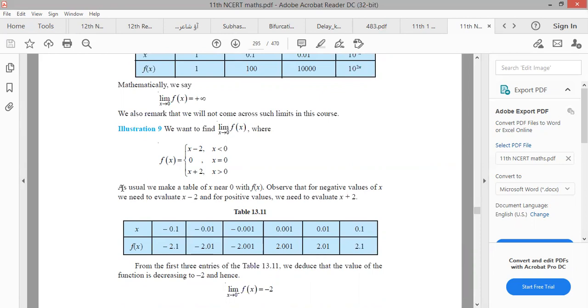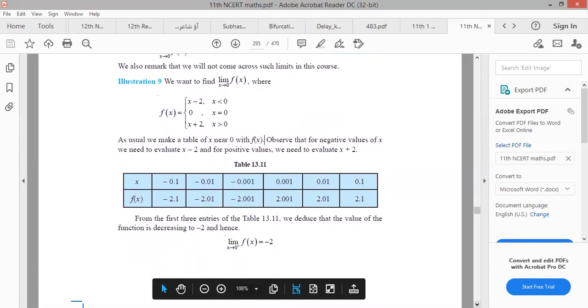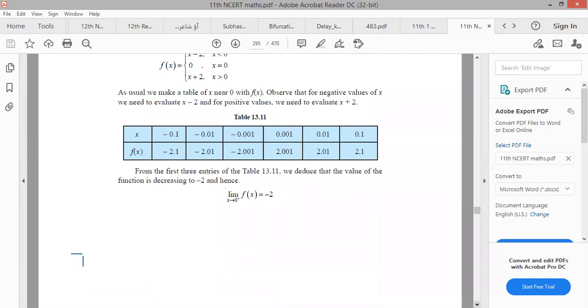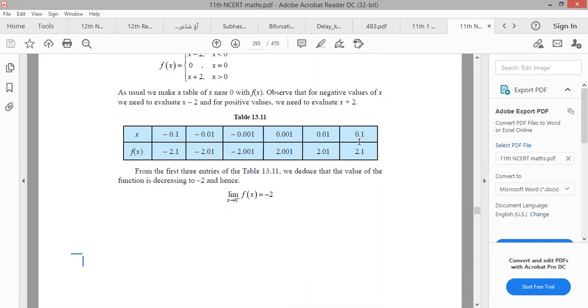So what to do? We want to approach 0. We will approach it from the negative side and the positive side. If we approach from the negative side, our function is defined by x minus 2. And if we approach from the right hand side, it is defined by x plus 2. So here we take different values of x, for example, x is equal to minus 0.1, minus 0.01, minus 0.001, and so on up to 0.1. From minus 0.1 to 0.1, we take some values and evaluate the function accordingly.